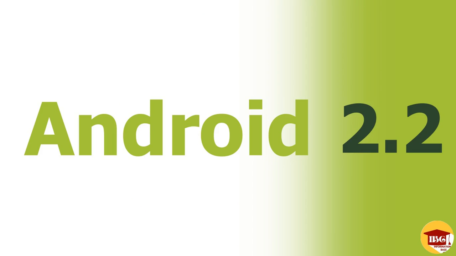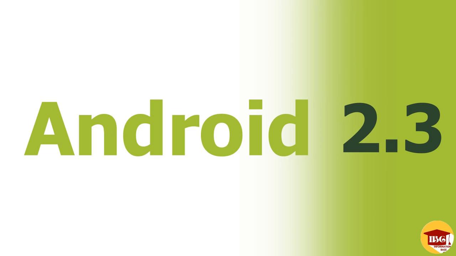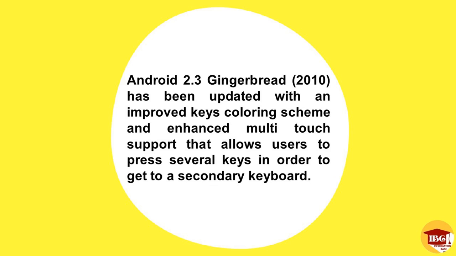The first version of Android to support mobile hotspot was Android 2.2 in 2010. Users eventually got a pin lock screen, ideal for those who did not like Android's pattern lock screen. Android 2.3 Gingerbread in 2010 was updated with an improved keyboard coloring scheme and enhanced multi-touch support that allows users to press several keys in order to get to a secondary keyboard.